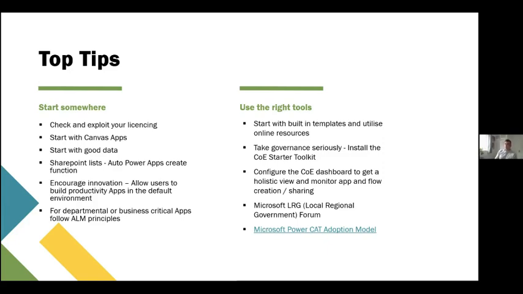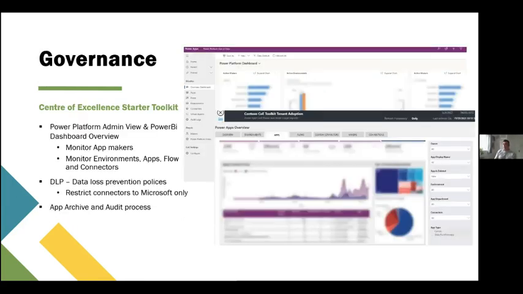There's also a useful Microsoft link that I would definitely recommend checking out, called the Power Cat Adoption Model, and it gives you some good starting points on how you go through that Power Platform adoption journey, getting started and how you evolve that. So they're really useful there. Next slide, Aaron. So, governance, Centre of Excellence Toolkit. There's a couple of screenshots there to give you an overview.